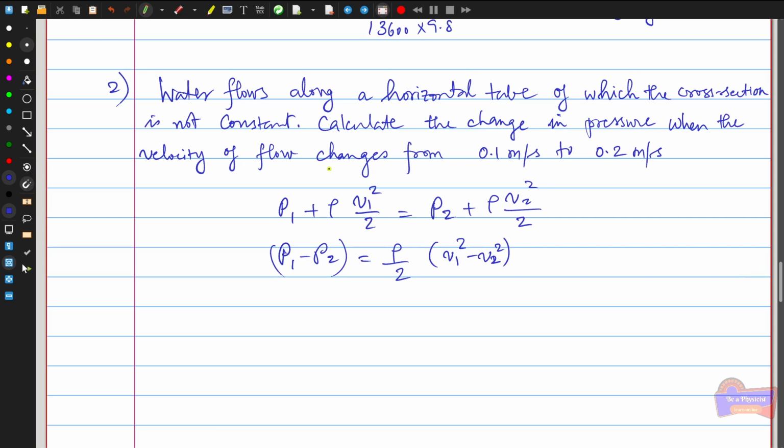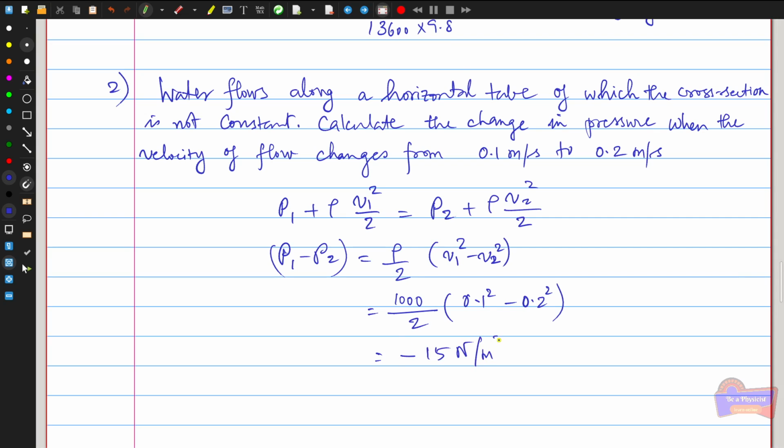The velocity change is already given, from 0.1 to 0.2 meters per second, so I can easily calculate the pressure difference. It is equal to rho, which is again 1000 because it is water, divided by 2, times 0.1 squared minus 0.2 squared. So the final answer will be minus 15 Newton per meter squared. That is the pressure difference P1 minus P2.